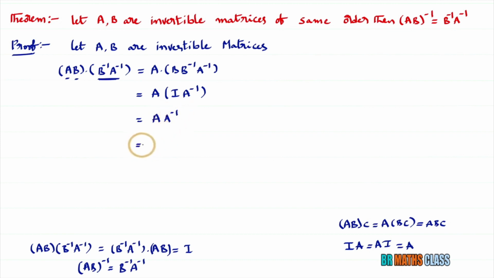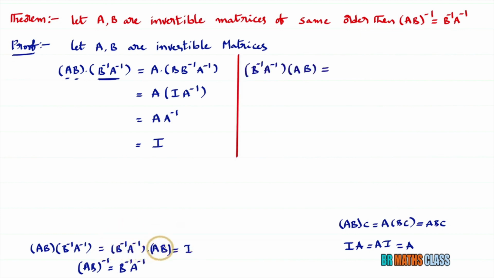Right? As it is given that A is an invertible matrix, A into A inverse is what? We just learned from the definition of invertible matrices that A into A inverse is I. What happened? I considered AB into B inverse A inverse, and I got it as I. Now I'll consider the other one and prove that it is I so that I can conclude.